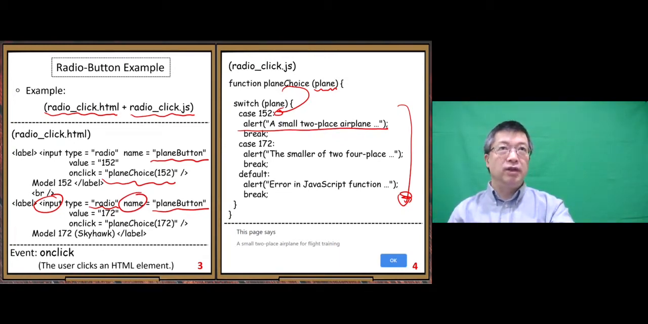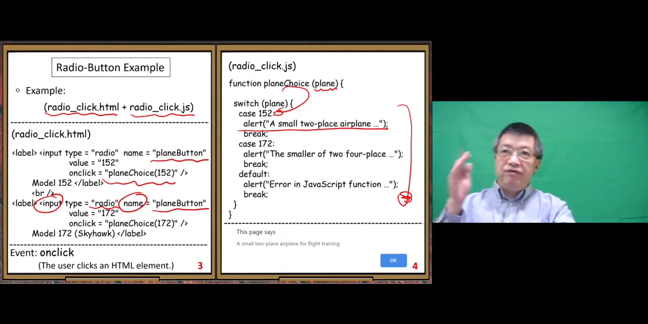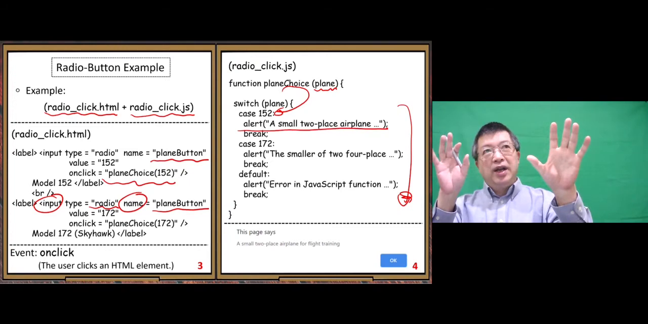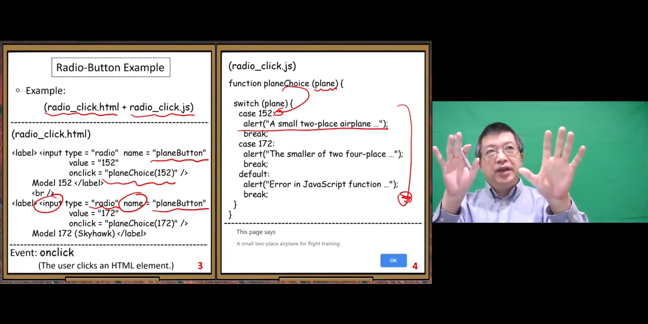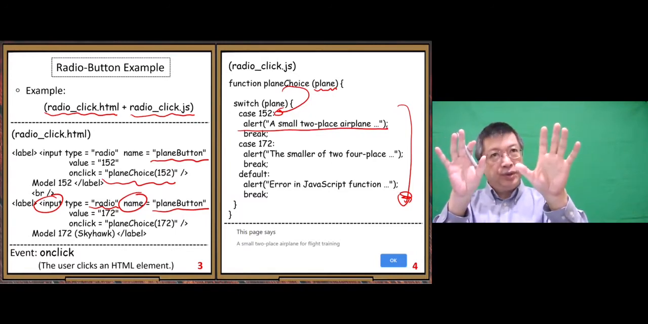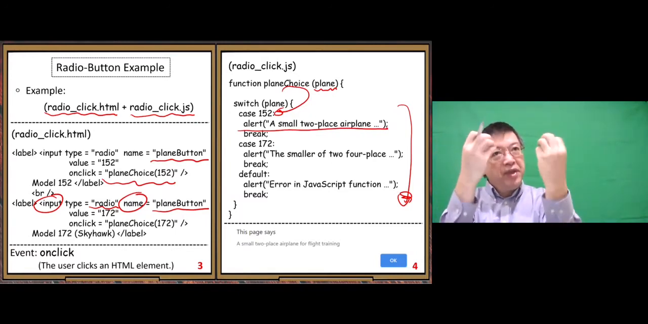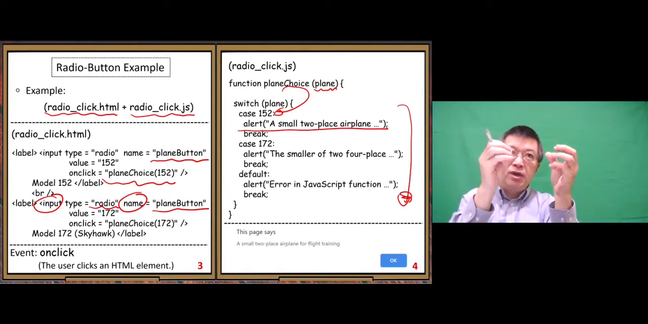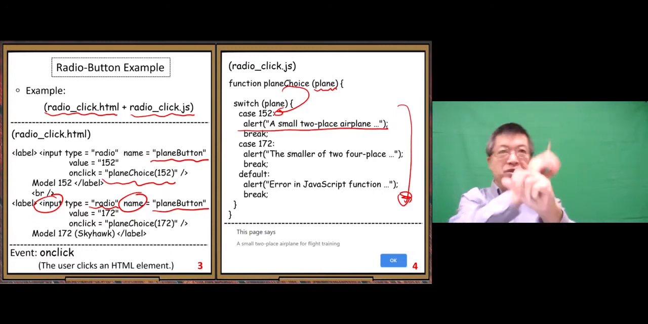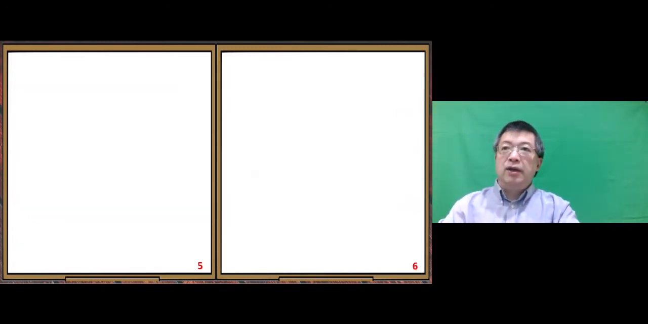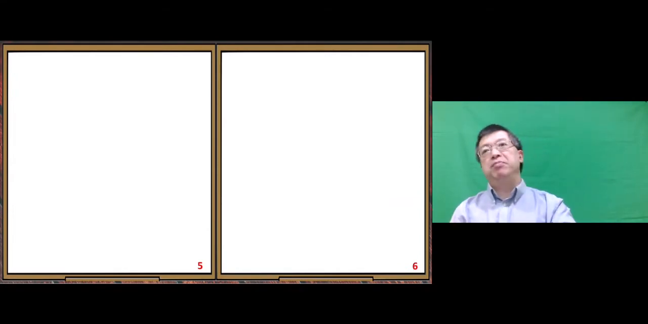All right. So from this example, you can see how we use JavaScript functions to do something special when the user makes some special actions. All right. Now, our second example.